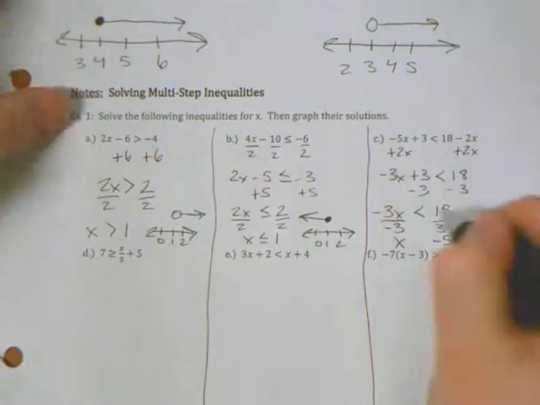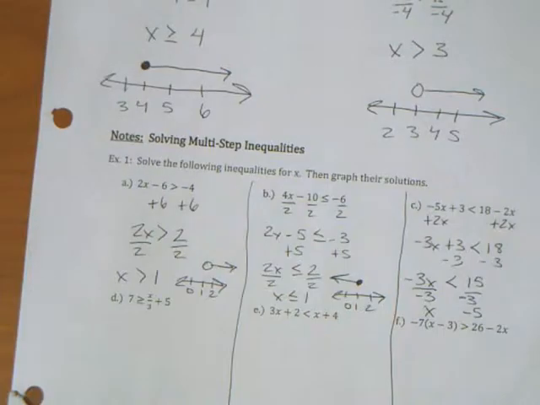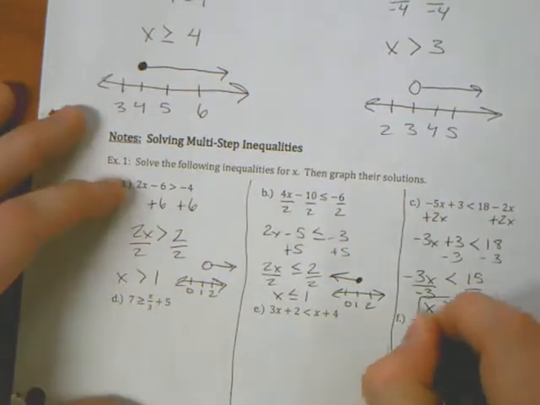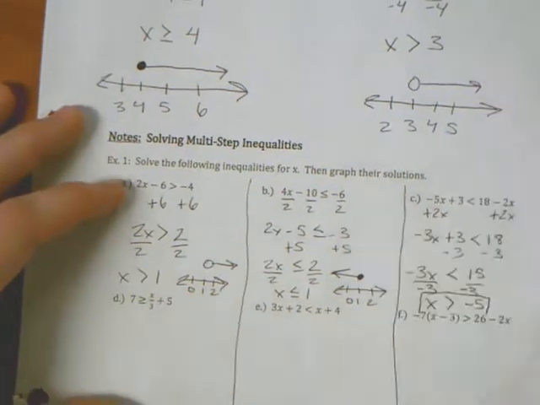Okay, so we divided by a negative number. What happens when we divide by a negative? I did flip it, I just forgot to say it. I flipped it. So we should get x is greater than negative 5.